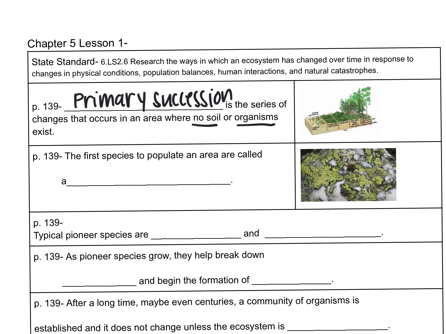The first species to populate an area is called a pioneer species. So if you think back maybe to 5th grade, they might have taught you about the pioneers who traveled and adventured out across the continent, right, and discovered these things. They were the first people to be doing so. Okay, so in this case, pioneer is referring to the first as well, but we're talking about the first species to live in an area. And your typical pioneer species are mosses and lichens.